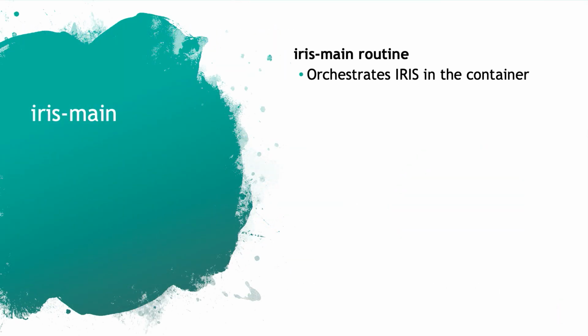So IRIS main is a routine. By default, it orchestrates IRIS in the container. For those of you who may be more familiar with container technology, this is the main process of the container. Basically, when we build the IRIS image, we specify that IRIS main is the thing that starts when the container starts. What it will do is start IRIS and then respond to any flags that you passed in when the container started. Okay?